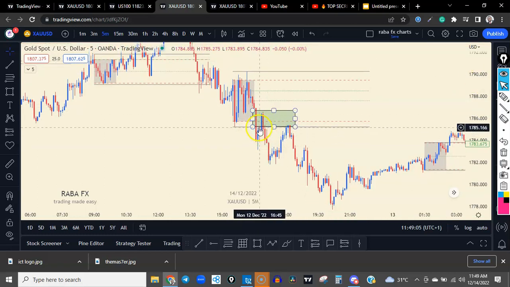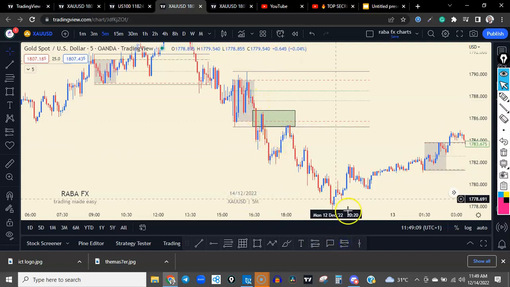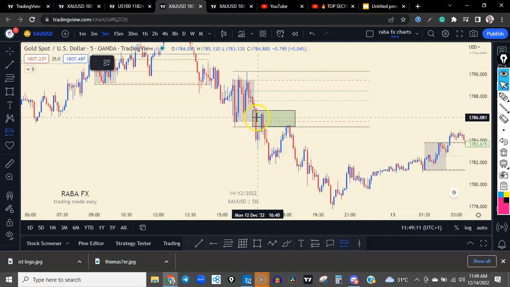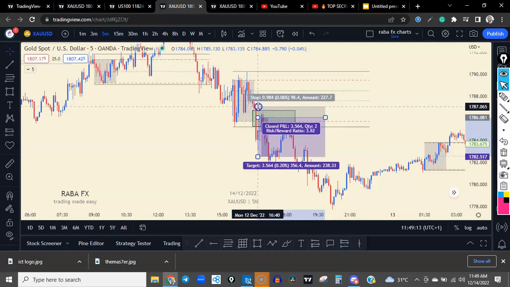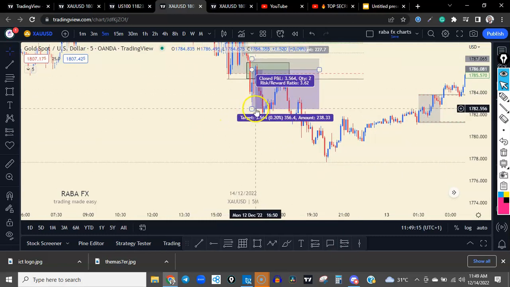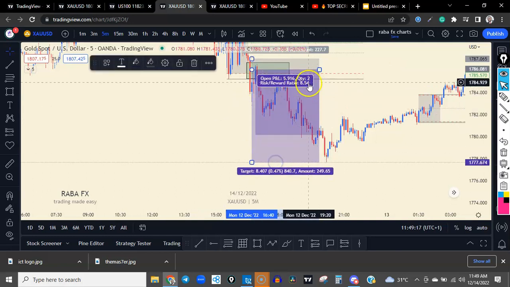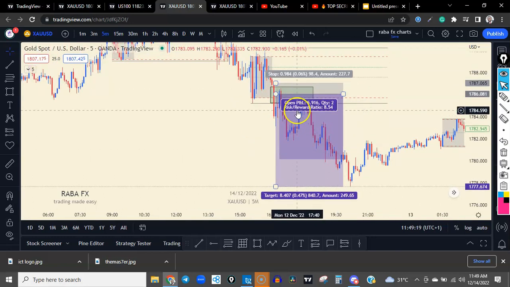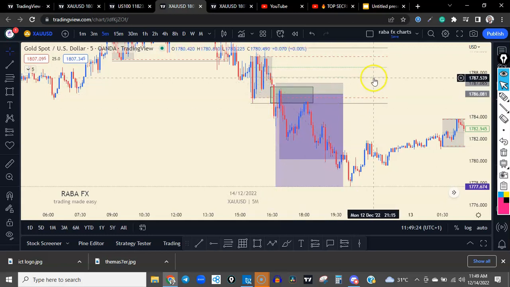Immediately price came to the fair value gap. That was the entry, stop loss above, and so you can aim lower. In this case, giving you a 1 to 8 risk to reward. See, beautiful entries.